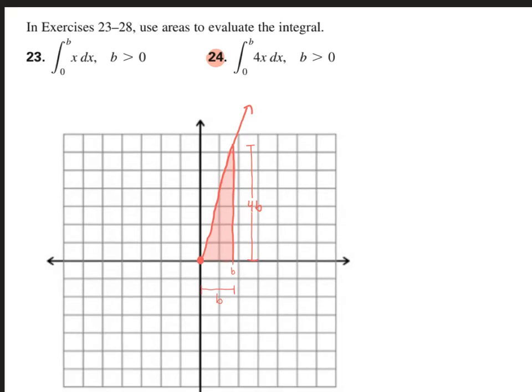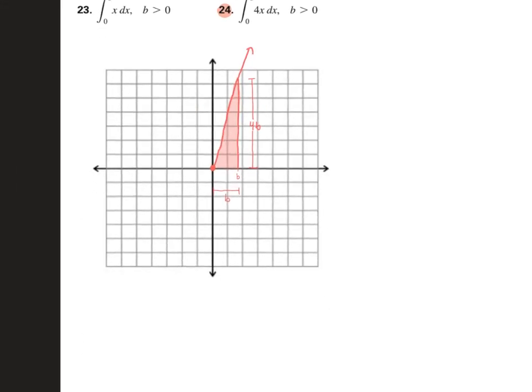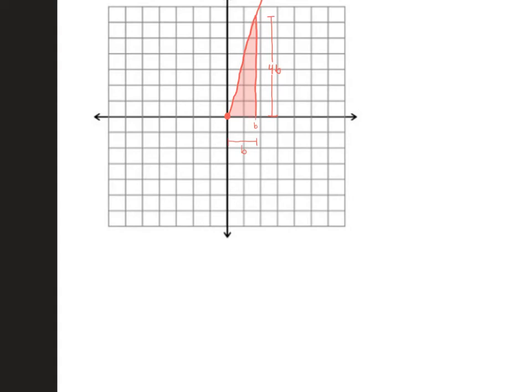A lot of people maybe put b here and then drew a line up like this, and then they said the height was 8. So a lot of people called this b but said the height was 8. But the height's not 8. The height changes depending on what b is. It's not some fixed height. And so now we can get the area of this triangle: 1/2 base times height. That's 2b squared.